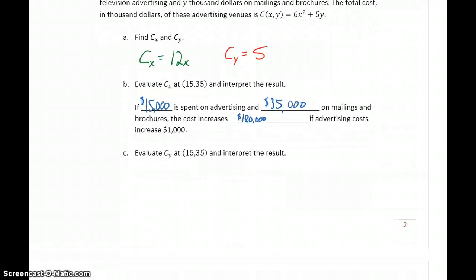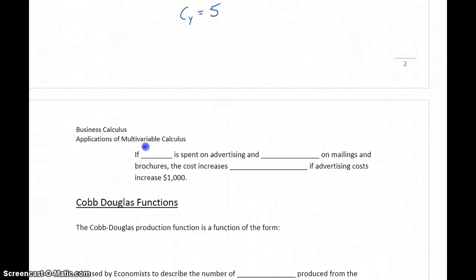We also want to evaluate C sub y, so the derivative with respect to y, at (15, 35), and interpret the result. So evaluating the derivative with respect to y at any value is going to give us 5, since that's a constant function. So what this tells us is that if $15,000 is spent on advertising and $35,000 is spent on mailings and brochures, then the cost is going to increase by our result here of $5,000, if advertising costs increase by 1, which again in thousands means increases by $1,000.